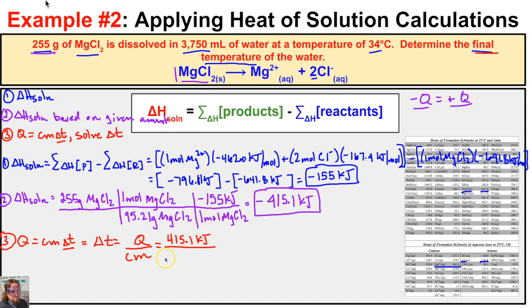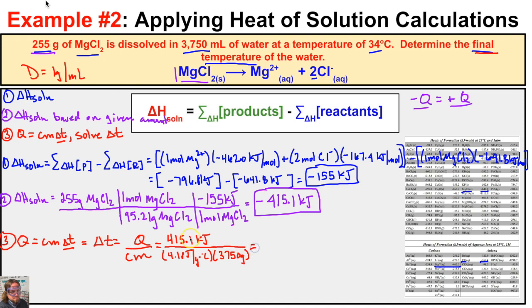in an earlier video we learned was 4.18 joules per gram degrees Celsius. And we're going to end up multiplying this by the mass of our water. The density of water is 1 gram per milliliter. And so if we take a look, we have 3,750 milliliters, which means we have 3,750 grams.